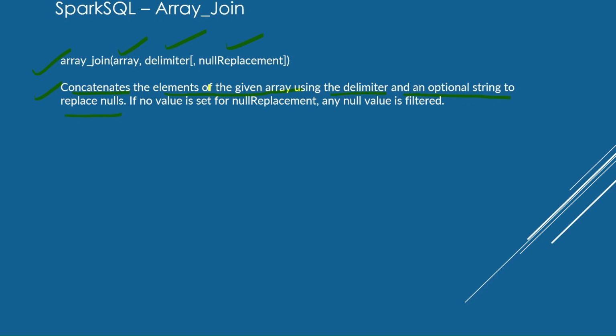Suppose you are not able to understand at this point why the array join function is used. Be with me and let me complete the exercise. After that, we will be able to figure out why and how we can use the array join function in Spark SQL.